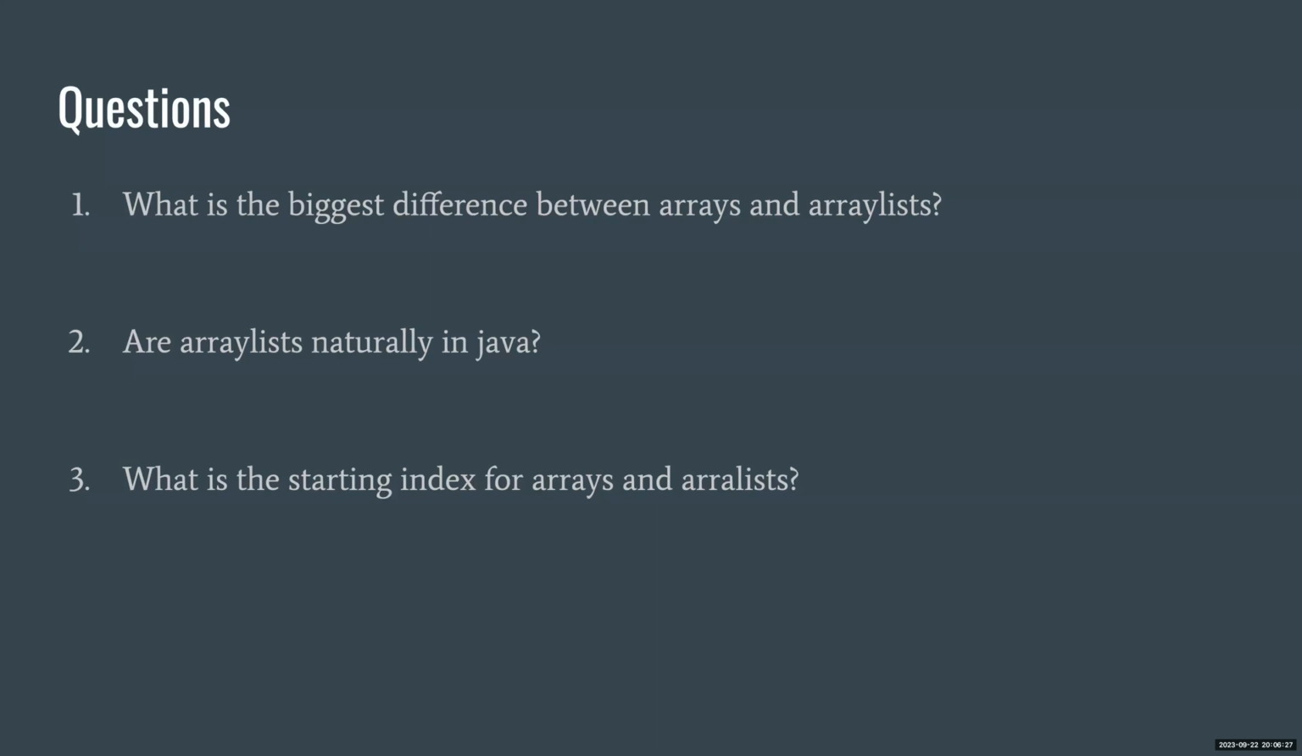Okay, last question. What is the starting index for arrays and array lists? Like, what's the first index? Any volunteers? Zero. They both are zero indexed. Yeah, that's correct. The first index is zero, which is weird, but I don't know why people decided to do it that way.